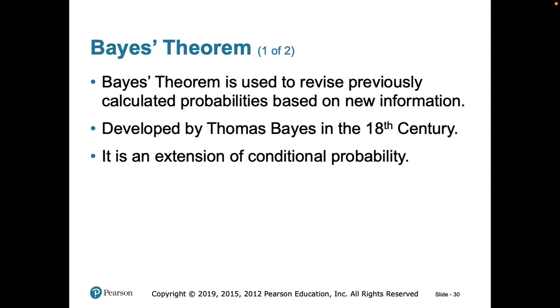Okay, let's talk about Bayes' theorem. Bayes was a statistician who lived, I believe, in the 1800s, and he came up with this theorem that is used to revise previously calculated probabilities based on new information. So you already have some information, and he said you can calculate probabilities based on new information. It was developed by Thomas Bayes in the 18th century, and it's an extension of conditional probability.